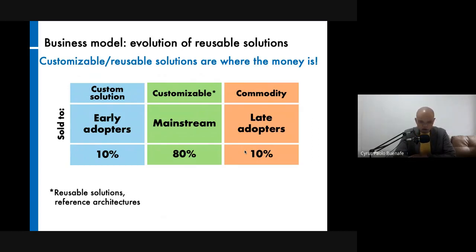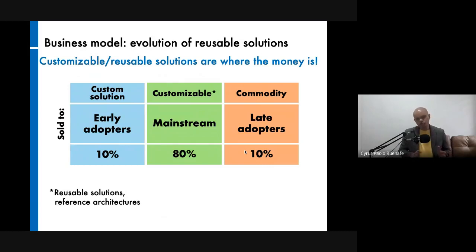If you were to look at the financial or commercial viability of solution architecture, you'd always want to have something that is customizable. In other words, anything that is customizable should be something that has a high potential for reuse.